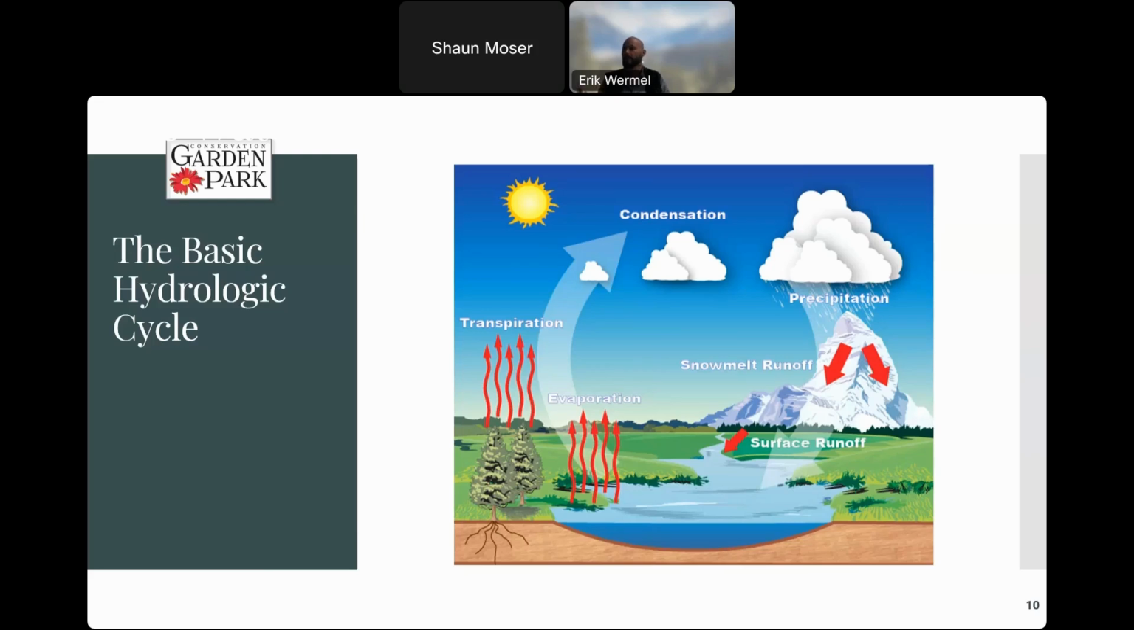So here in Utah, most of our water falls as snow in the mountains. In the spring, that snowmelt flows into streams, rivers, and lakes. Then it evaporates, forms clouds, and eventually returns as rain or snow. So what this simple picture leaves out is one of the most critical parts of the cycle.